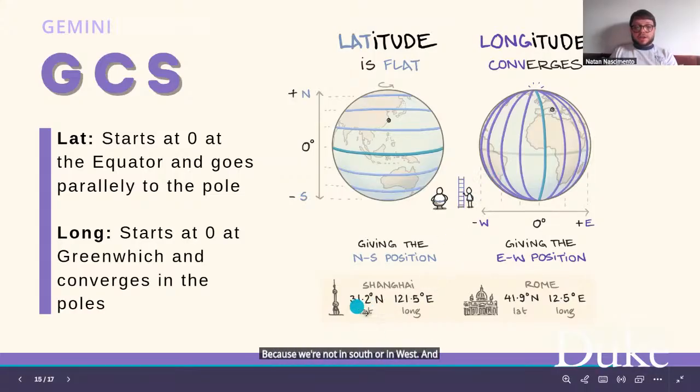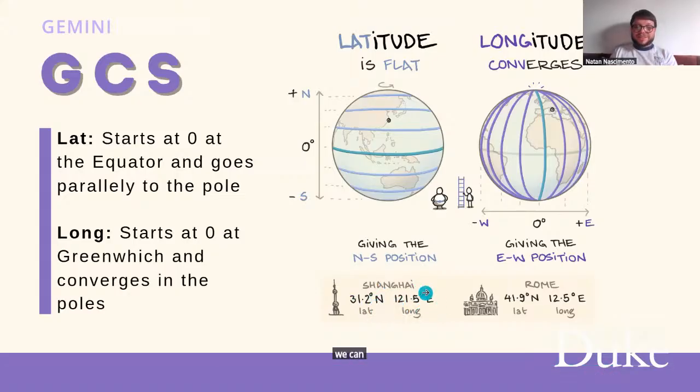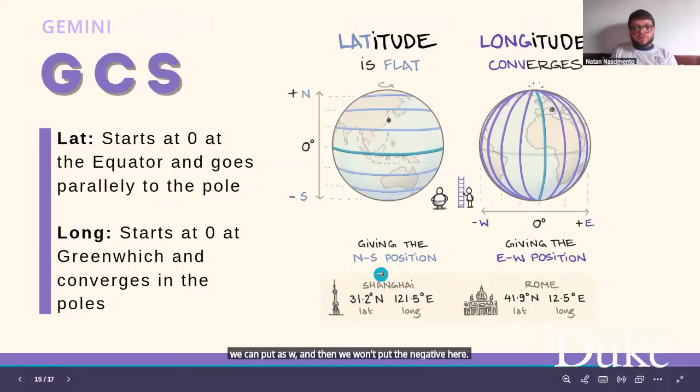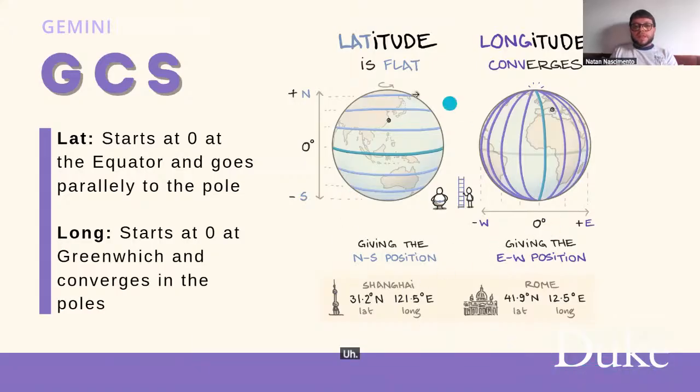And of course, if we're putting N, E, we could put W, and then we won't put the negative here, but it's useful to use the negative numbers to demonstrate where it is. Most GIS software will give you the numbers in positive or negative values. So this is geographic. It's one of the most used alongside the UTM.